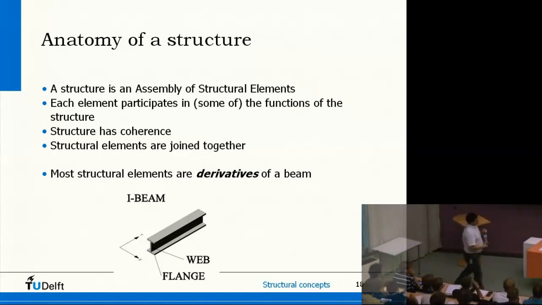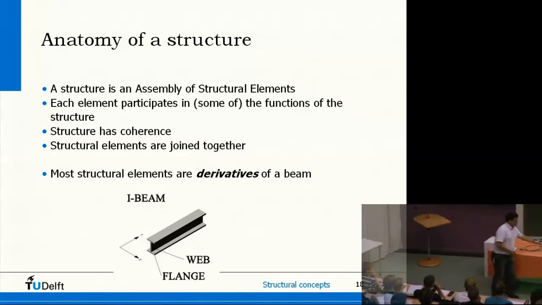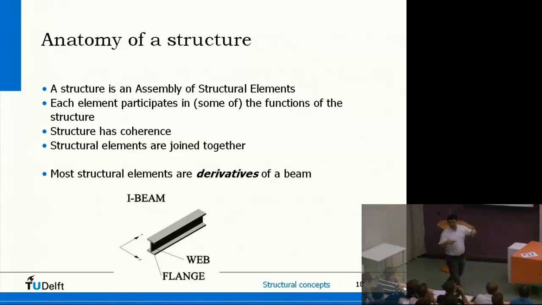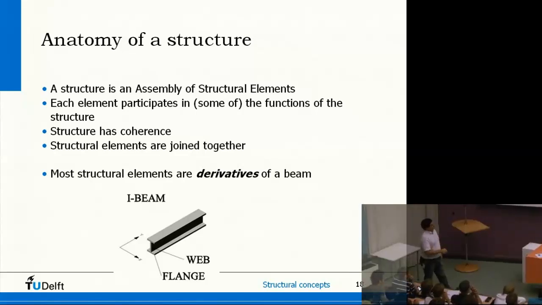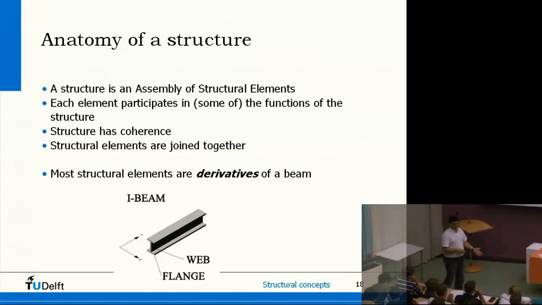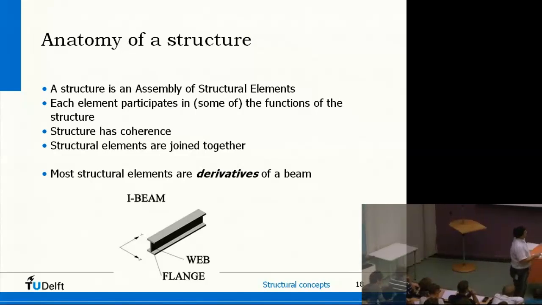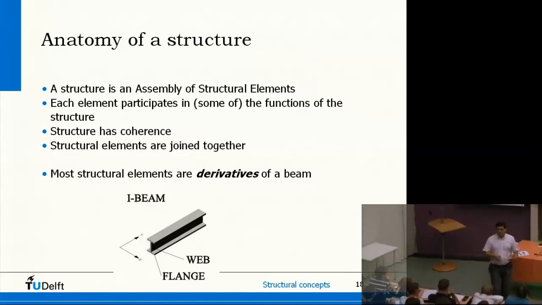And if you look very carefully, you will see that most of these items, most of these components, are derivatives of a beam. A simple I-beam, as you can see here: a top flange, a lower flange, and a web plate in between. Most of the elements we still use today are derivatives related to such a beam.